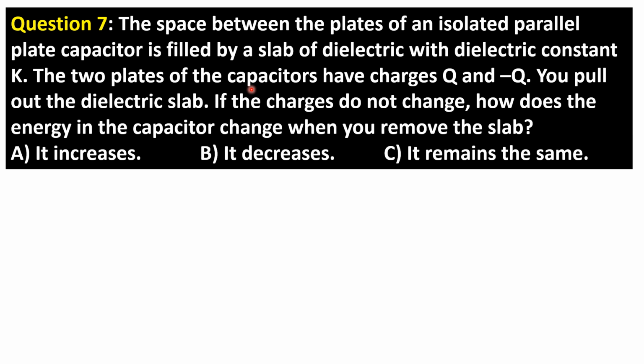Question number 7. The space between the plates of an isolated parallel plate capacitor is filled by a slab of dielectric with dielectric constant K. The two plates of the capacitor have charges positive Q and negative Q. You pull out the dielectric slab. If the charges do not change, how does the energy in the capacitor change when you remove the slab? Letter A, the energy increases. Letter B, it decreases. And letter C, the energy remains the same.